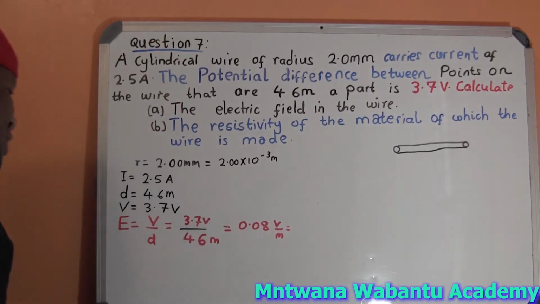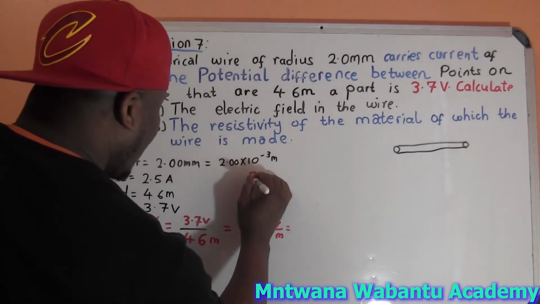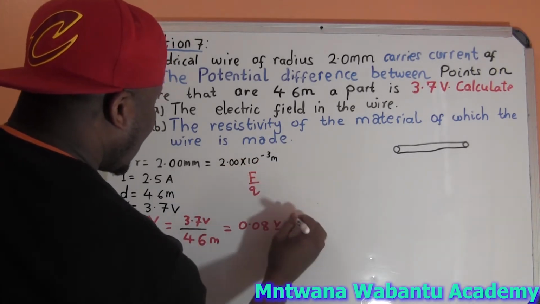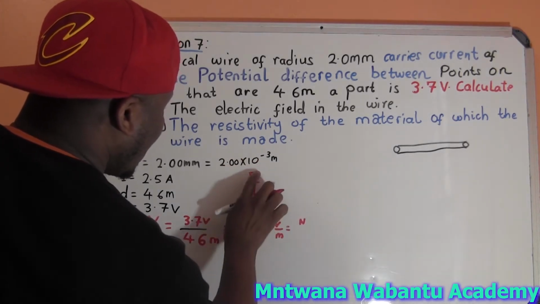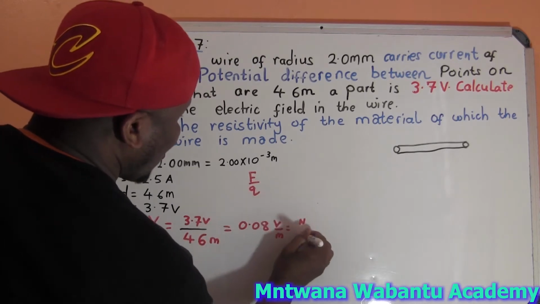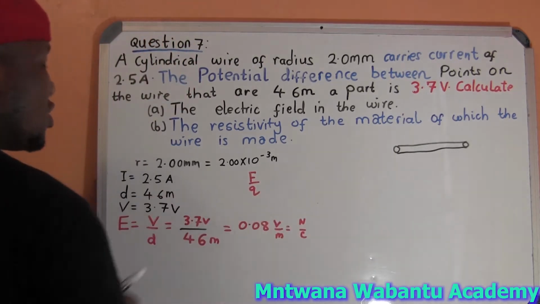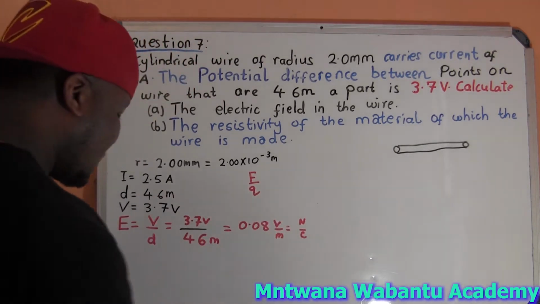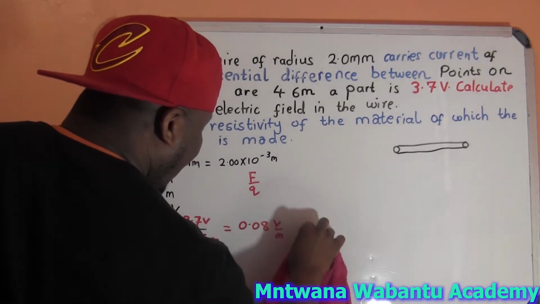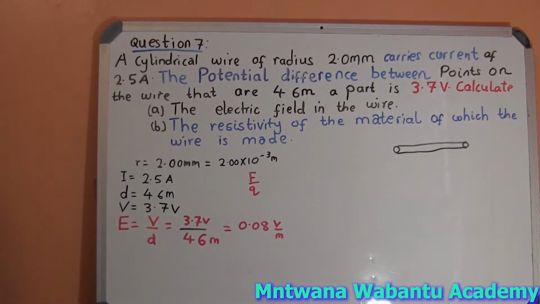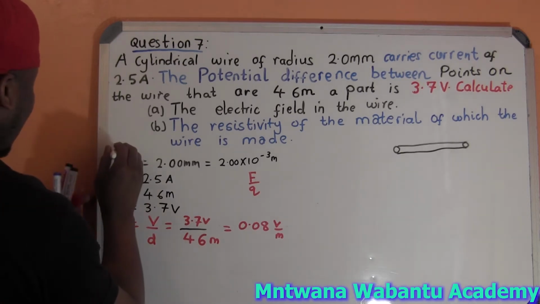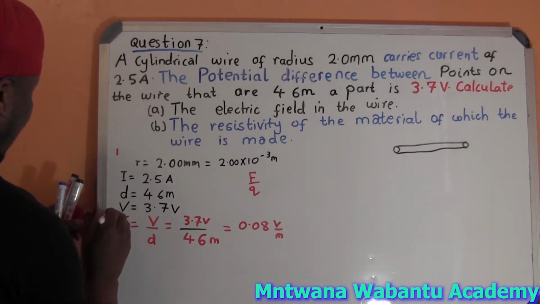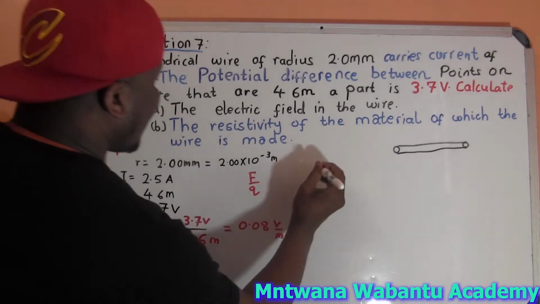But sometimes, if it was force over quantity of charge, we could say newton per coulomb. Newton is the unit of force and quantity is coulomb. So it could be either of these units, but for now I'm not dealing with force, so I'd rather leave voltage over distance, meter. So we have the electric field. This is the first part. Now for the second part.